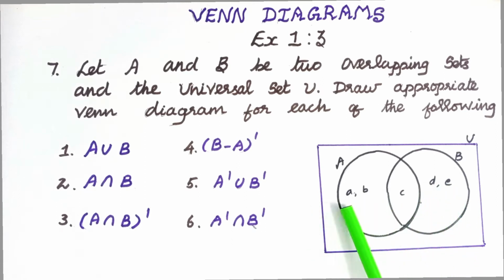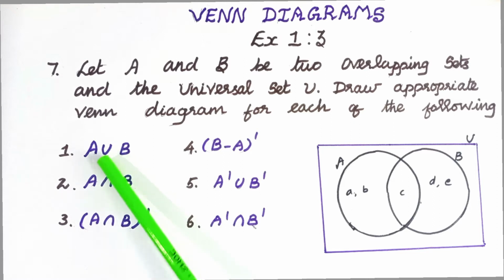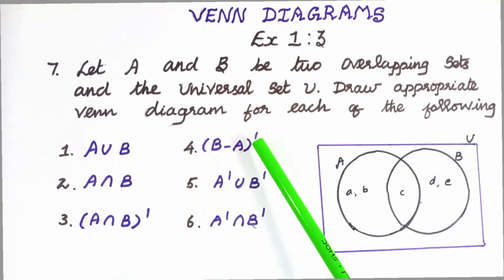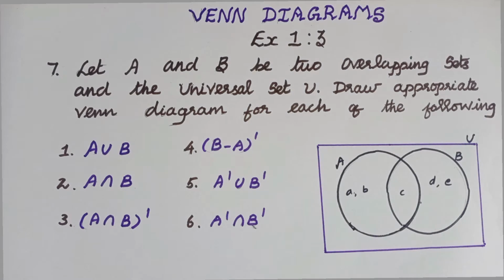Now we have to shade the Venn diagram with these 6 set operations. A union B, the symbol U stands for union. A intersection B, the inverted U symbol stands for intersection. And A intersection B whole dash, the dash means complement. B minus A dash, that is B minus A complement. A complement union B complement. A complement intersection B complement. For all these 6 set operations, we have to shade the portion. Now let us see one by one how to shade these portions.